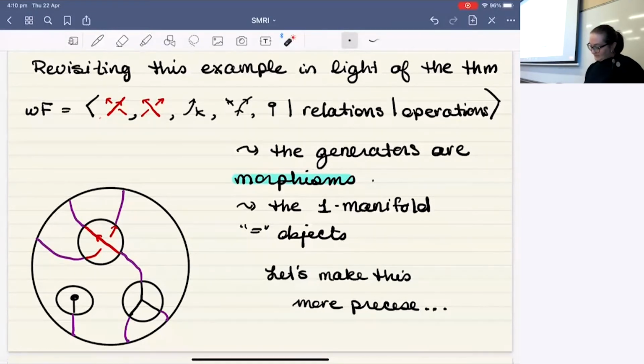And so the one manifold is parameterizing objects, or it's really not even the one manifold, it's the labels, as you mentioned. The labels are the objects, and the way that the labels are assembled are objects. And these operations are morphisms in the category.